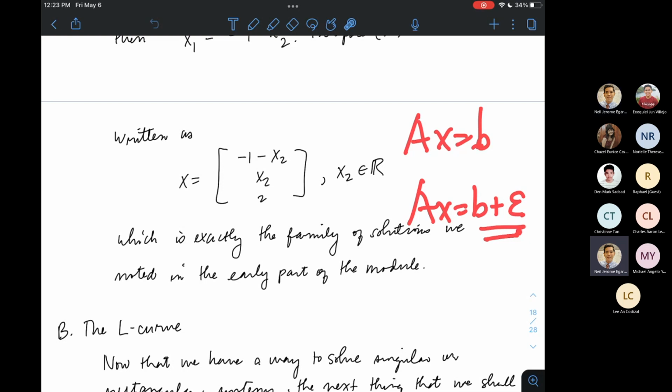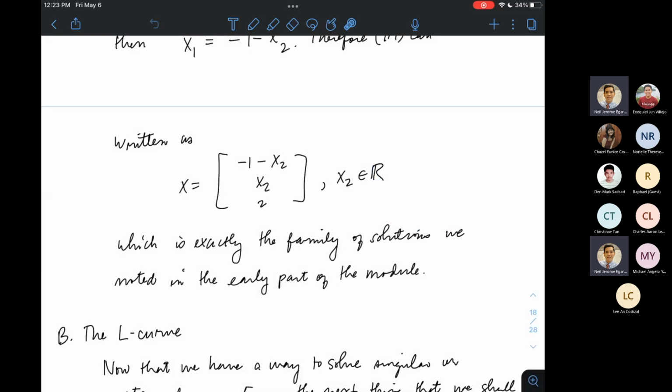Now, ideally, we want the solution to this equation, tawagin natin itong double star. Gusto natin yung solution kay double star ay malapit dun sa solution kay star. Because we want the desired input to the system to be close enough dun sa mako-compute natin na solution. Kasi kapag yung x star o yung solution nito ay masyadong malayo dun sa solution ng AX equals B, then we are not guaranteed to get the same effect as what we would have wanted.